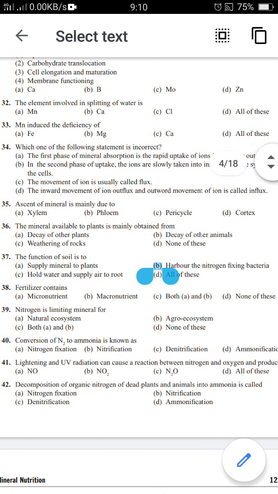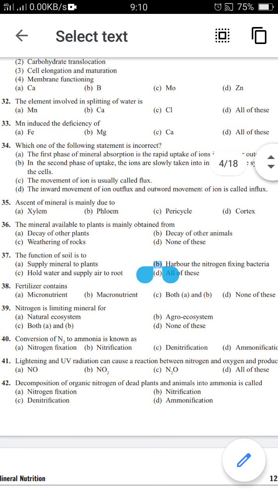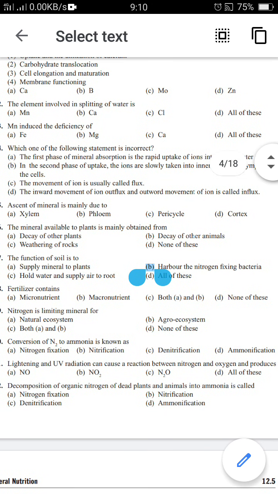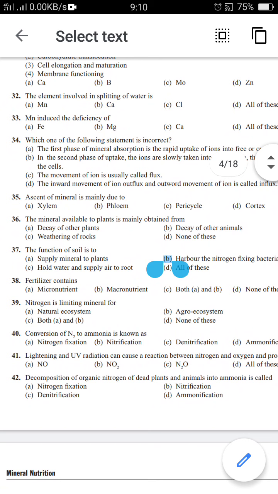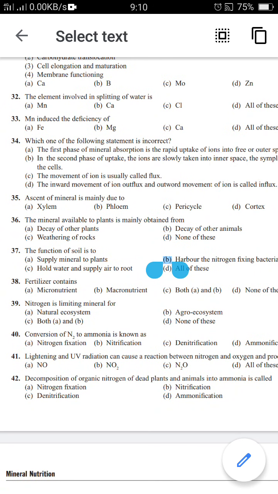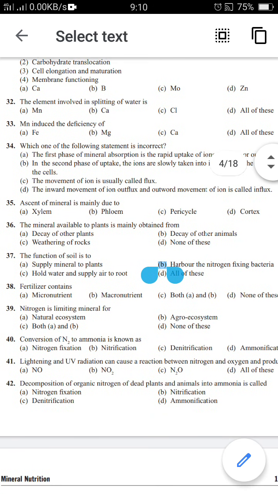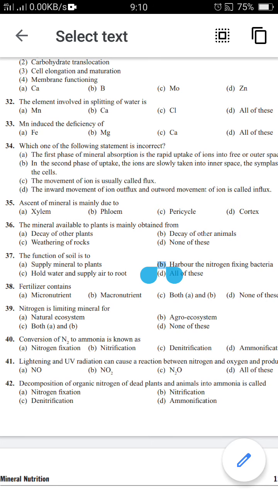Next, 40th question. Conversion of N2 to ammonia is known as option A, nitrogen fixation, option B, nitrification, option C, denitrification, option D, ammonification. So the correct answer is A, nitrogen fixation. So this part we will learn in detail with the help of a diagram.